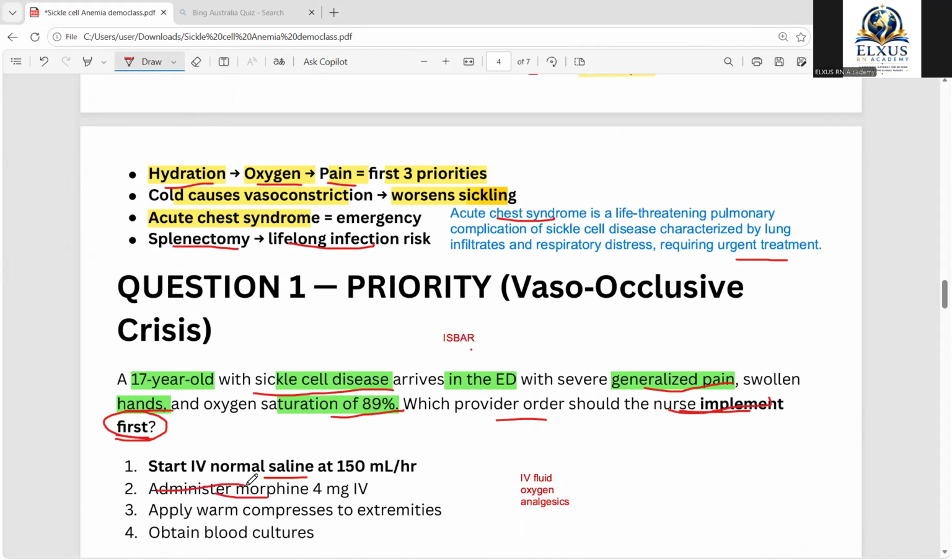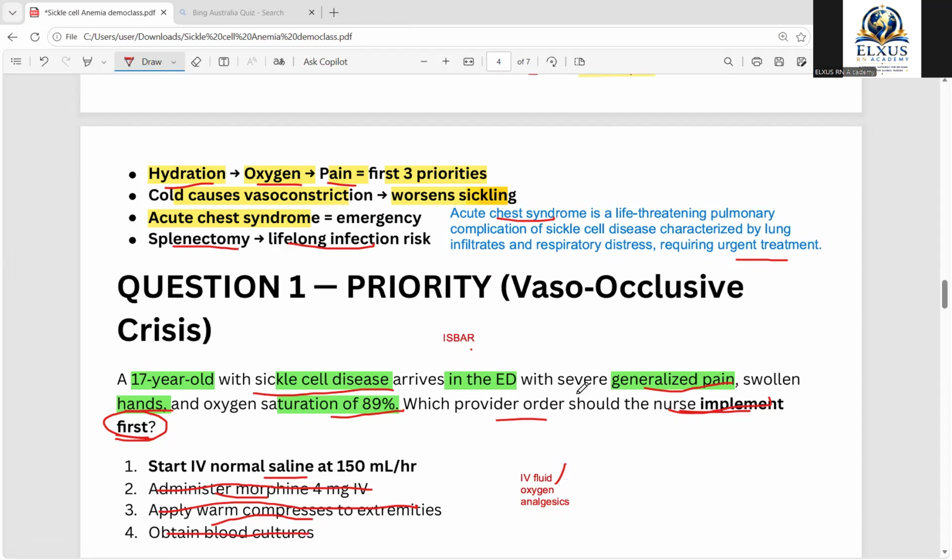So we can eliminate option 2, using the elimination method. Next one, apply warm compress to the extremities. Yes, of course warm compress can be applied, but we know that before that the primary management is IV fluid. So we can eliminate option 3 also. Last one, obtain blood culture. But here nothing has been mentioned about fever, and if the client showed symptoms of fever and is going into a stage of infection, we should take the blood culture. But this is not a suitable priority management for the given scenario.